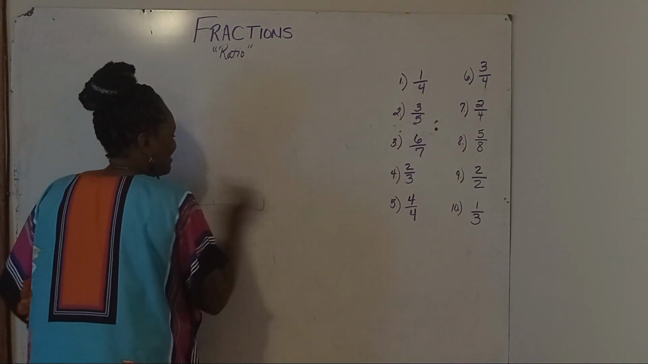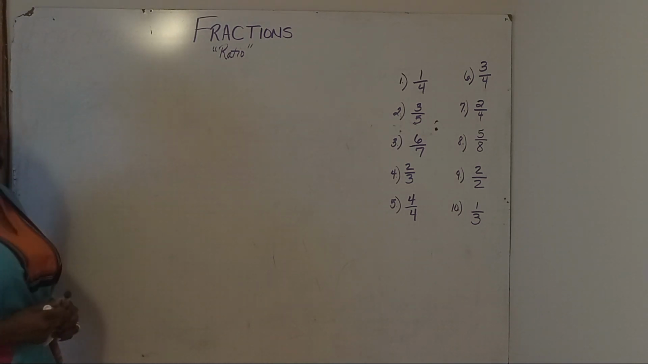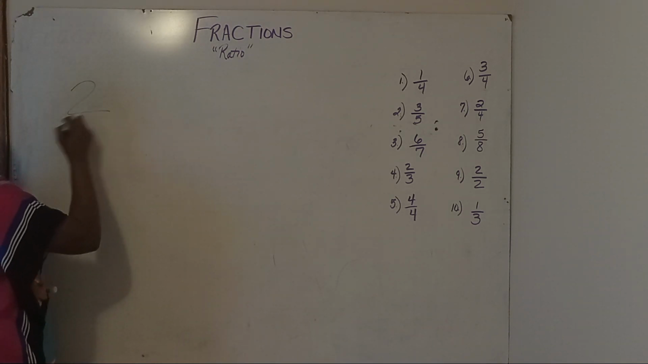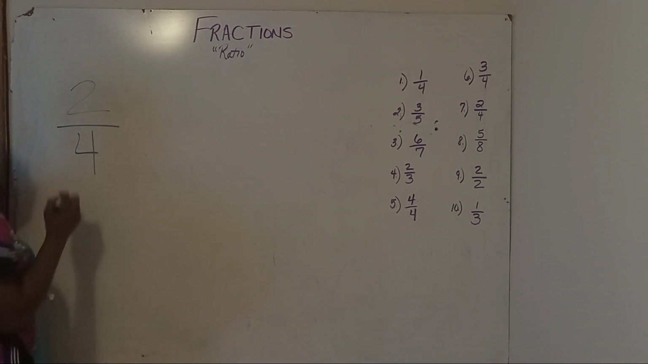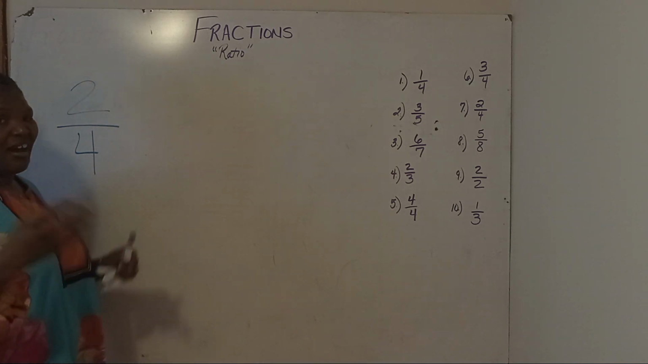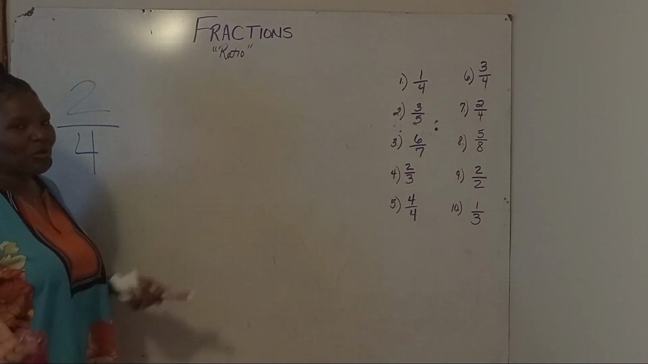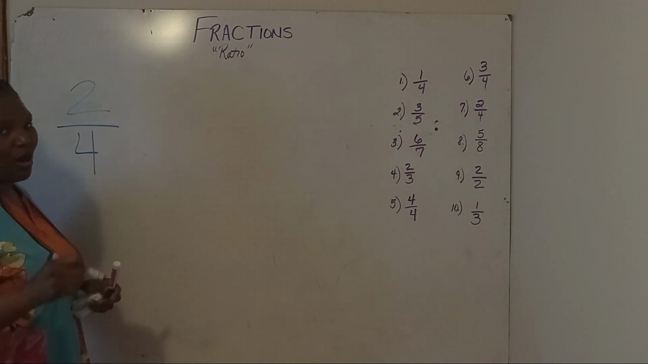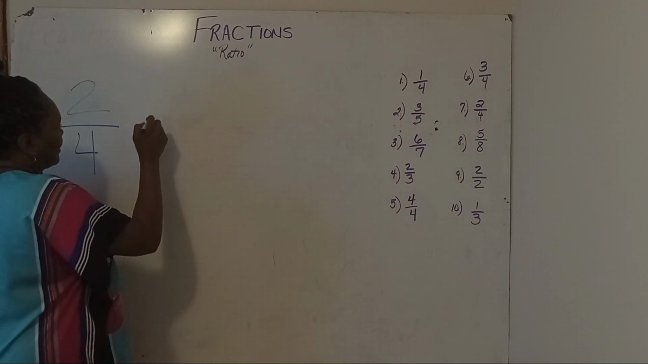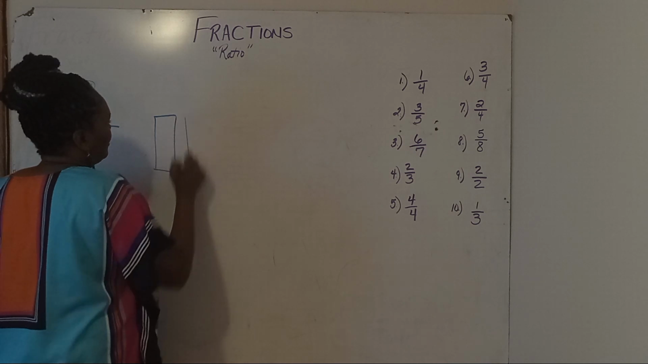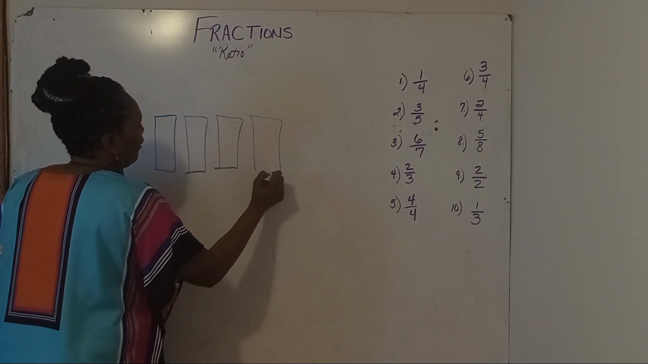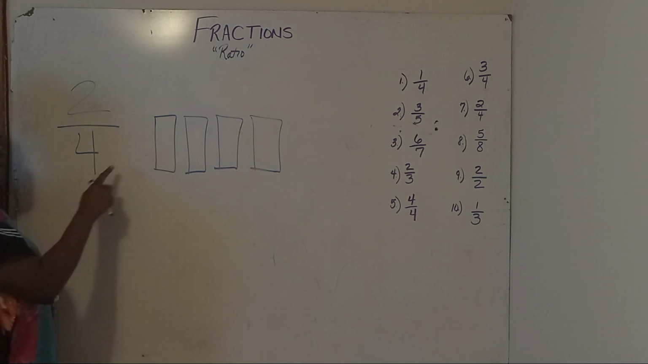All right. The next one is 2/4. So we have 2 at the top and 4 at the bottom. Again, I'm tired of using circles, so I'm just going to use another shape. So this time, I think I'm going to draw 4 rectangles. 1, 2, 3, 4. Because the number at the bottom tells me how many I need to draw.